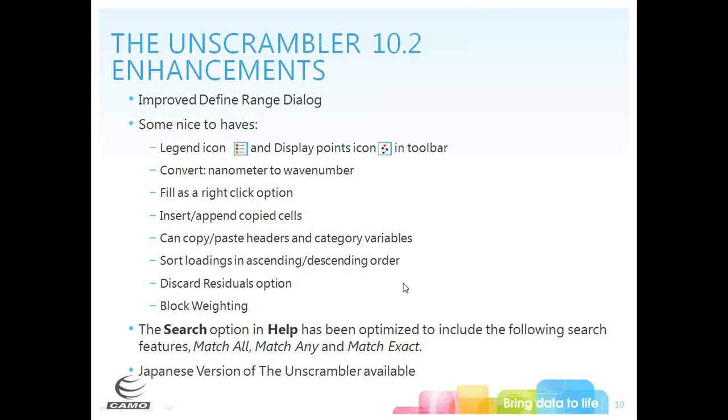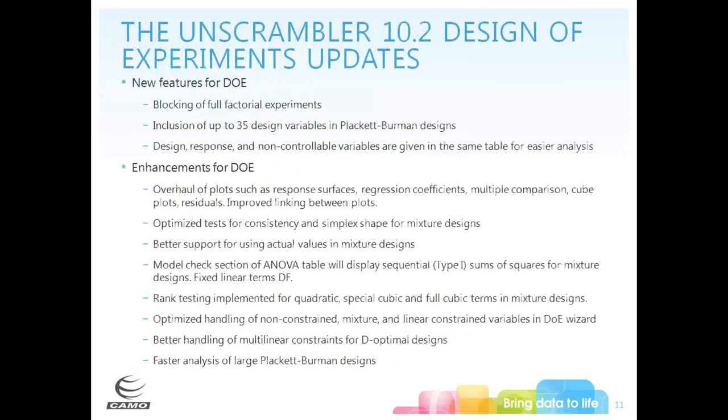You can add block weighting, and we've also improved our search option within our help menus, and this version of the Unscrambler is the first that's available in the Japanese language. Our Design of Experiments module has been updated greatly with new features including blocking and the ability to include up to 35 design variables for Plackett-Burman designs, and many enhancements in terms of our plots, our handling of data, and our display of our data. And I'll also be demonstrating the new improvements in the DOE module at the end of today's seminar.